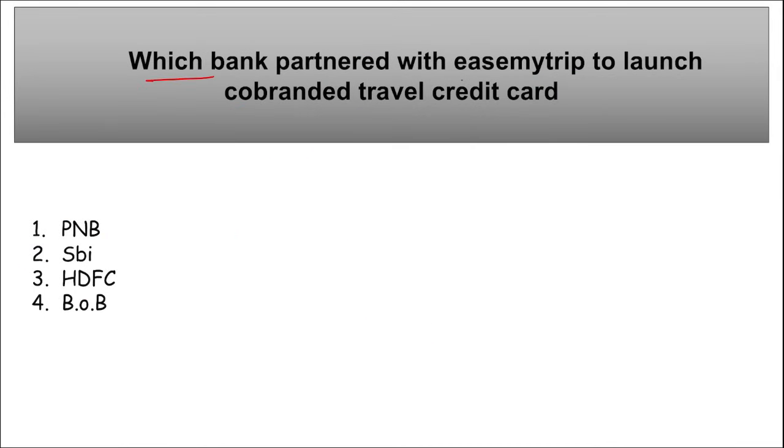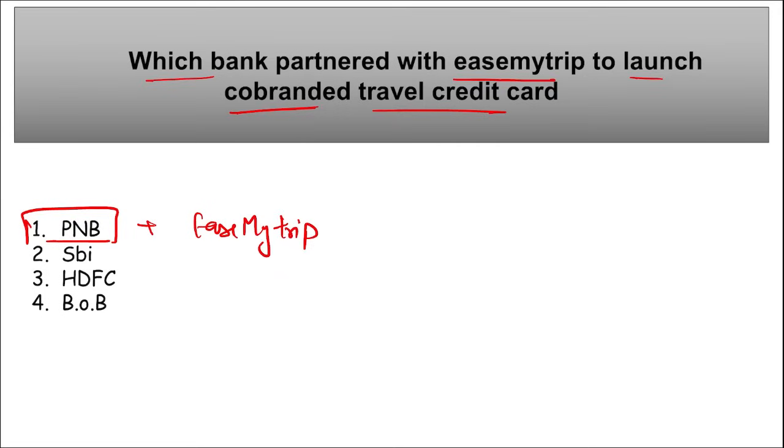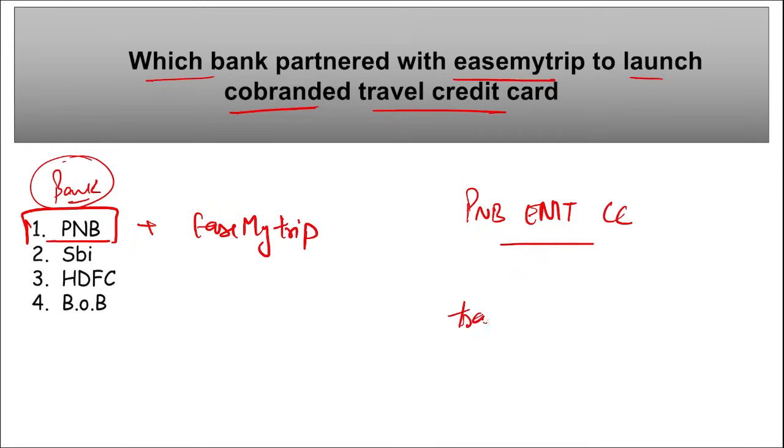Which bank partnered with Ease My Trip to launch a co-branded travel credit card? It is Punjab National Bank and Ease My Trip. These are the two organizations that have partnered together to launch a co-branded travel credit card that will be named the PNB EMT credit card. This is a co-branded travel credit card that will be very beneficial for travel, correct?